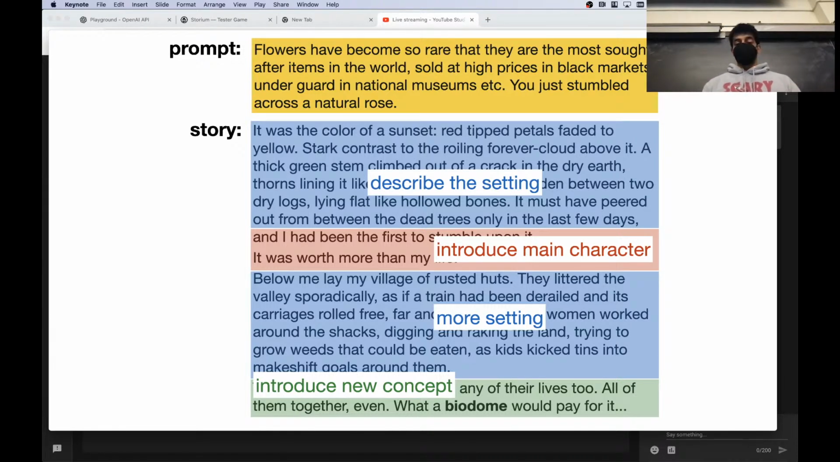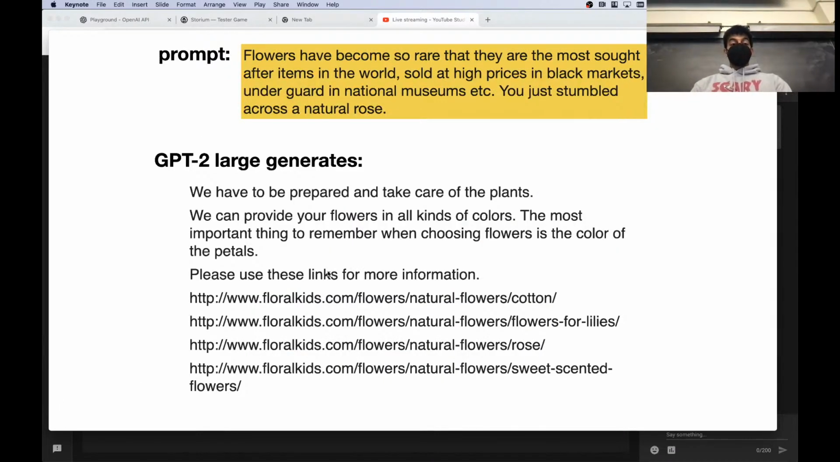And once you read this, you probably realize this is some sort of sci-fi-ish story. You probably want to know what a biodome is and what that entails and so on. So these are like all things that would be part of a real story that you would read. All very common properties. If you put this into GPT-2, you get, we have to be prepared and take care of the plants. So it's kind of like a flower selling flowers advice. Here are some links you can click. These are not real links. I just made up these links.